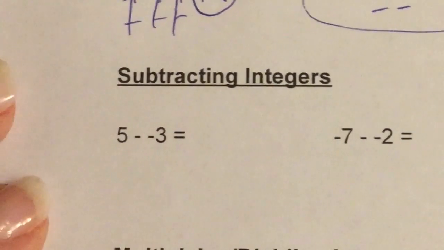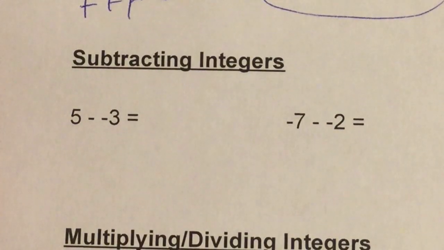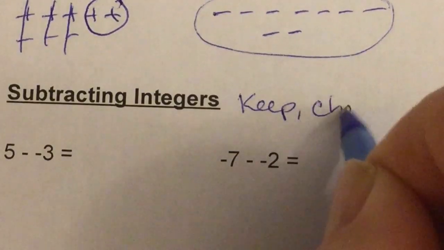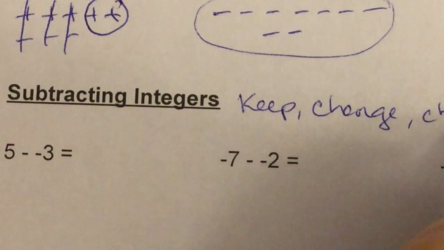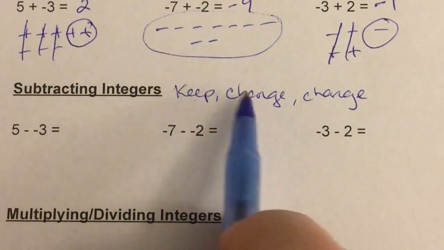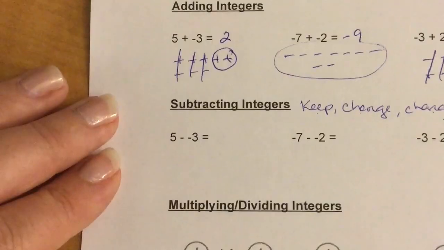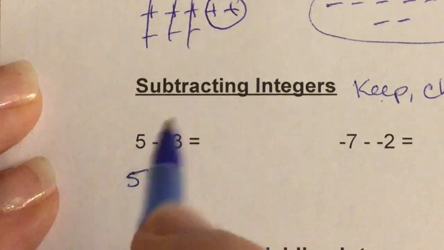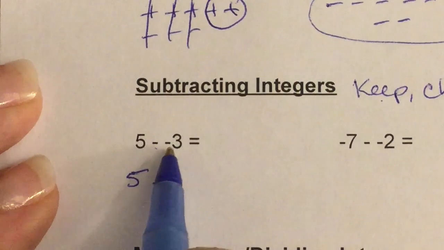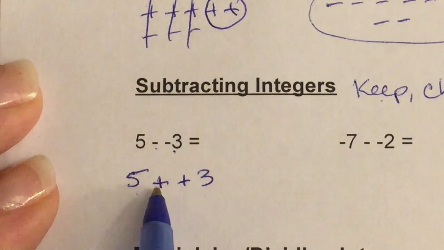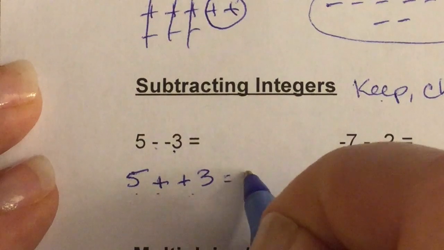So subtraction comes with its own rule. People call it different things. I call it keep, change, change. Some people call it keep, change, flip. There's different ways, but I call it keep, change, change. And what that means is you keep the first number, so keep the 5, change the subtraction to addition, and then change the sign on the next number. So this becomes 5 plus positive 3. Keep, change, change. So that is 8.